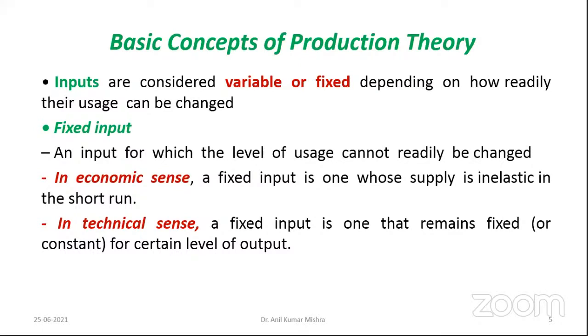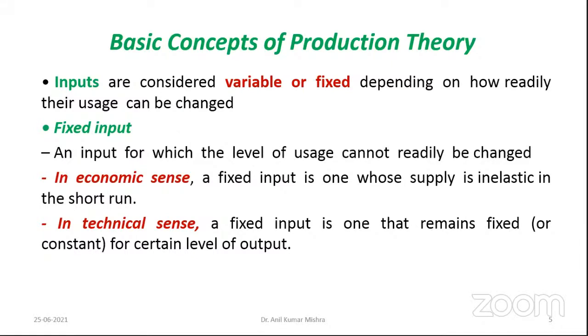Similarly, the machines to be used in the production process are fixed input factors, and fixed capital utilized in the production process does not fluctuate in the production zone. I mean, if production is going to be increased, it should not be increased instantly. It may be increased later, over a time period, but not in the short period. In the technical sense, we can say that a fixed input is one that remains fixed for a certain level of output.